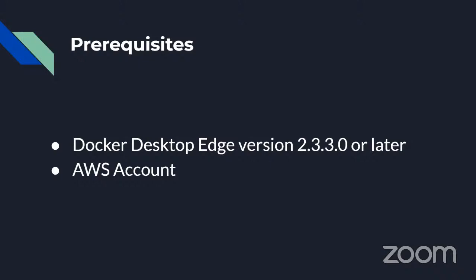Just for the sake of understanding, these things are coming in future, and right now they are in the testing phase. Once that is done, then probably we can start using it in production as well. So one prerequisite of this demo is that you need to have the Docker Desktop Edge version, which is going to be 2.3.3.0 or later ones. The latest one is, I think, 2.3.3.4, so you can use that as well. And definitely you need to have an AWS account, or if you're working on Azure ACI, you need to have an Azure account, right? So these are two prerequisites.